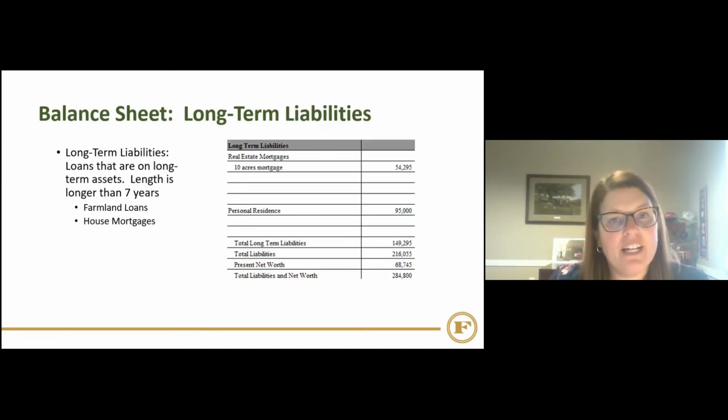So we have the long-term liabilities. Again, this will last for a very long time. It's a very good feeling when you pay off these loans because they can last for decades.